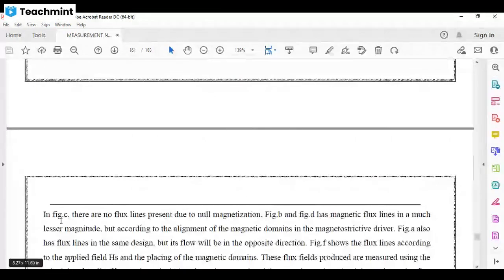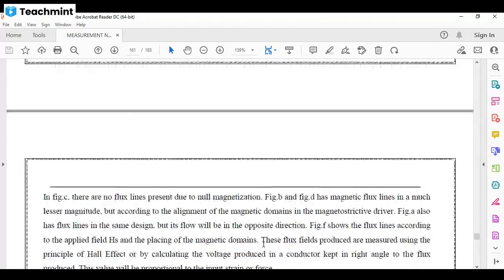And in figure C, there is no flux line present due to the null magnetization. Figures B and D have magnetic flux lines in much lesser magnitude, according to the alignment of the magnetic domains in the magnetic driver. Figure A also has flux lines in the same design, but their flow will be in the opposite direction. And F shows the flux lines according to the applied field Hs and the placing of the magnetic domains.